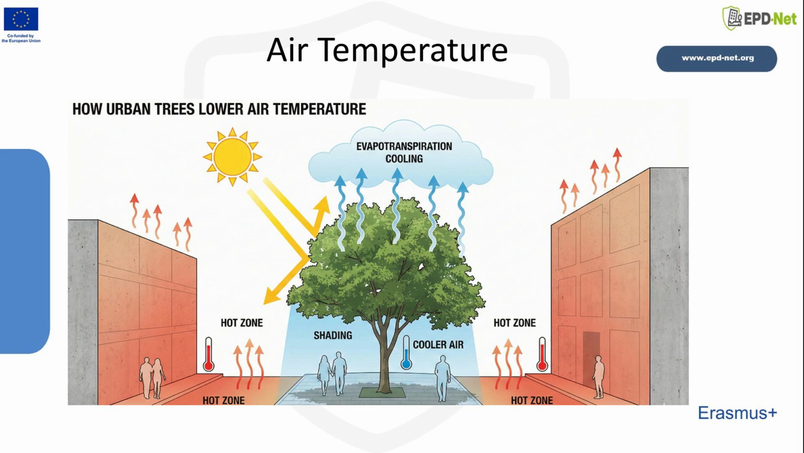Vegetation cover has a direct connection to air temperature. Trees and plants cool the air through shading and evapotranspiration. Surface materials such as concrete, asphalt, and dark roofs store and release heat, increasing air temperature. Urban form also influences air temperature. Dense buildings reduce wind flow and trap heat.